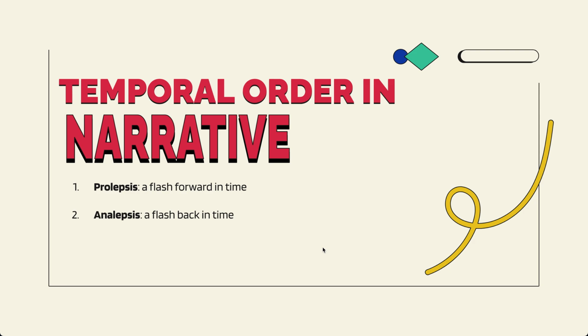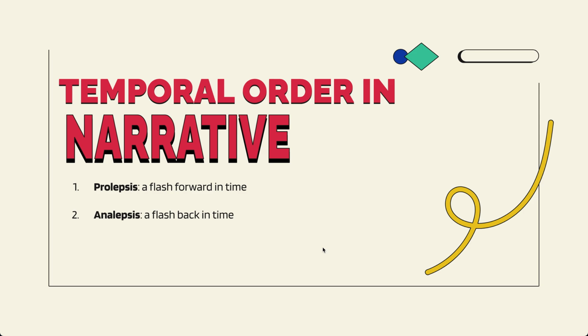So everything happens in the order that it happens. But as you likely know, storytellers and filmmakers don't always do everything in sequence. You've seen flashbacks, you've seen visions of the future. In a movie, you might see a character witness something that will happen to them through some kind of magical occurrence. We have two literary terms for that. Flash forward is prolepsis, and flash back in time is analepsis.